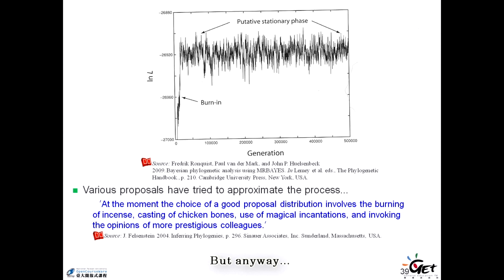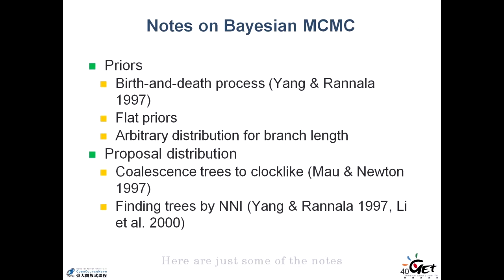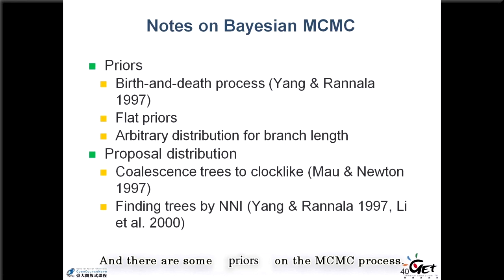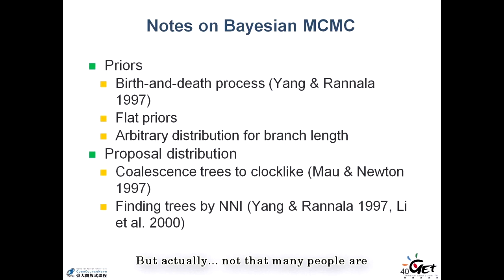But anyway, here are just some notes. There are some priors in the MCMC process, but not that many people are worried about the basic assumptions anymore, because it's hard to speculate anyway. And also, whether the trees have coalescence to collect information, or whether NNI is a good way to do so, or why you use NNI but not TBR or something else. There are some arguments and debates about it. If you are interested, there are some references you can find, but sometimes they're hard to read.